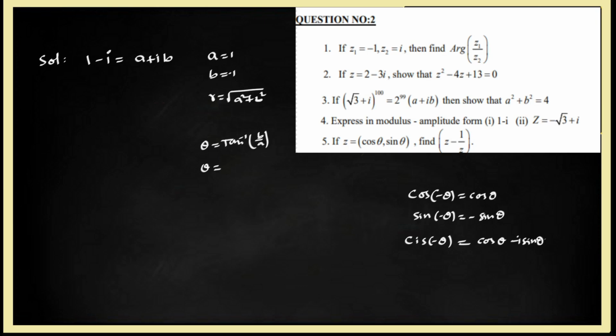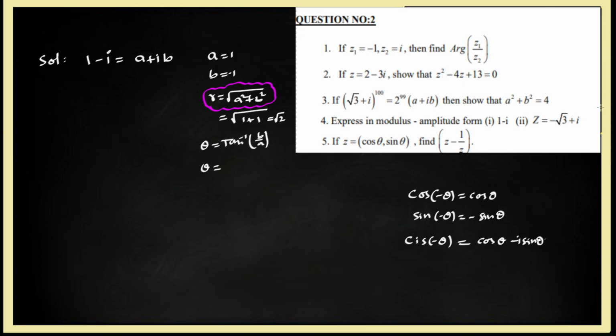Now question number 4. Express in modulus amplitude form. First, 1 minus i. So given the complex number 1 minus i, if you compare with a plus ib, a equals 1, b equals minus 1. We have the formula of r, which is root of a square plus b square, called the modulus. If you substitute the values, 1 square is 1 plus 1 square is 1, 1 plus 1 is root 2. Therefore the value of r, that is the modulus, is root 2.